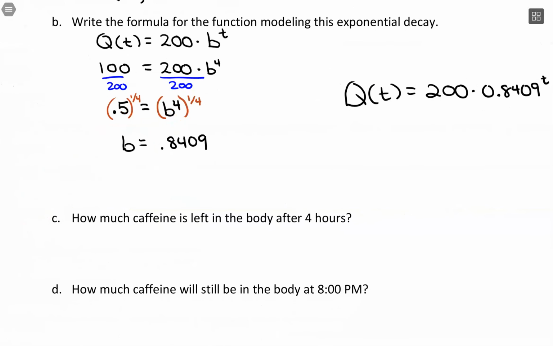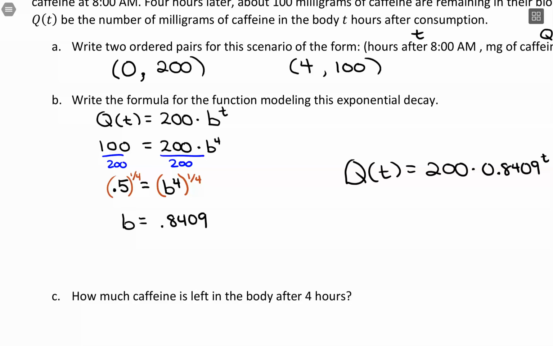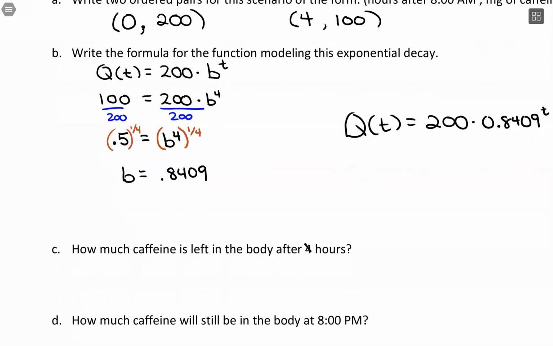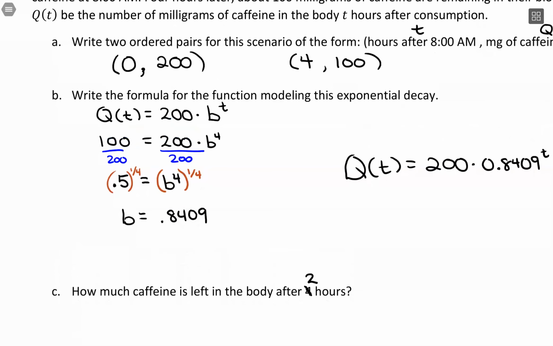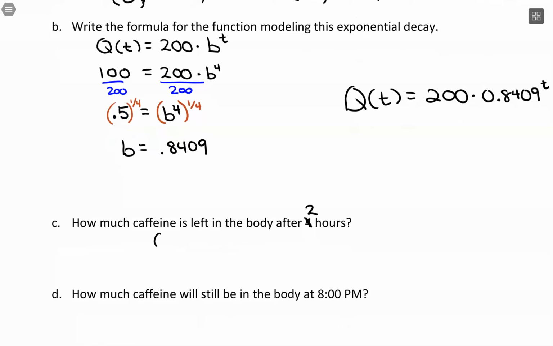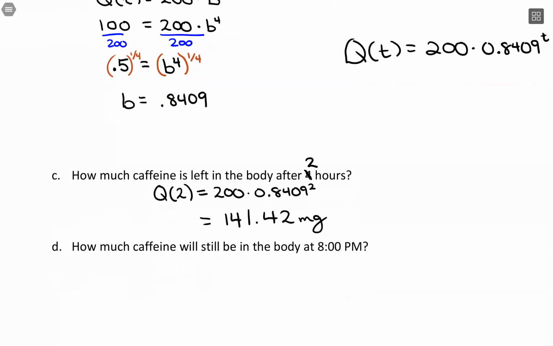How much caffeine is left in the body after 4 hours? Well, it's 100 milligrams. Let's change that up. Let's change that to 2, so 10 a.m. So what we do is plug in to our function. So 200 times 0.8409 to the power of 2. And we just plug that into a calculator, and that should be about 141.42 milligrams.